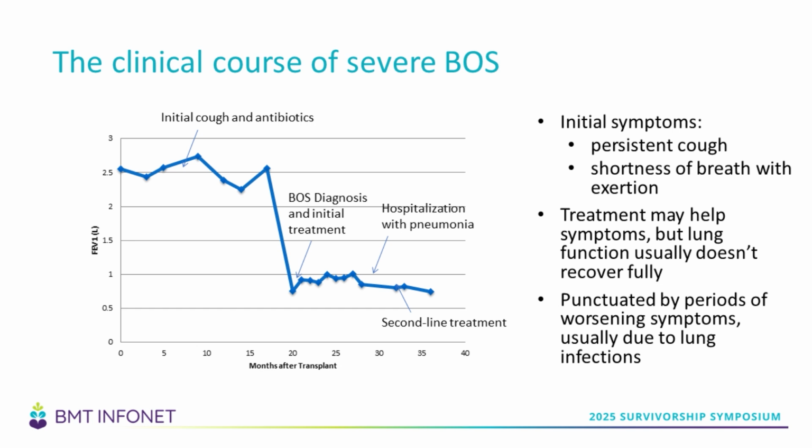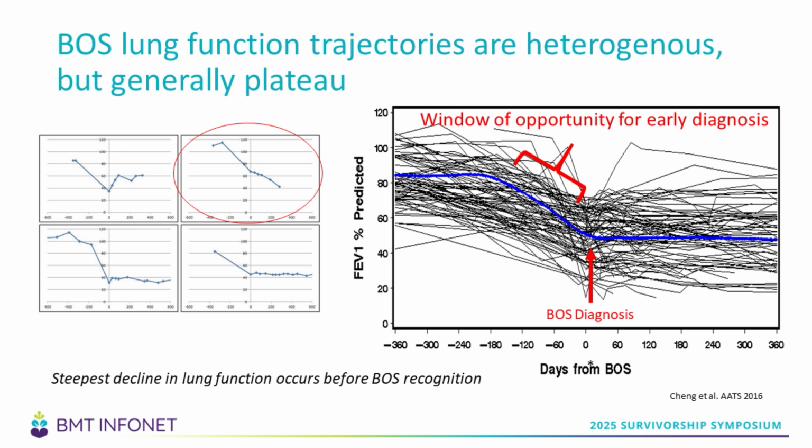After the initial diagnosis, people sometimes might improve a little bit, but with a lot of the immunosuppression, there might be increasing difficulties. People sometimes get hospitalized with other infections, and they need to get on second-line treatment. Treatment generally does help the symptoms, but the lung function generally does not recover fully, and it will stabilize, but BOS is punctuated by periods of worsening symptoms, generally due to infections.